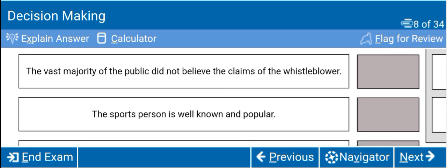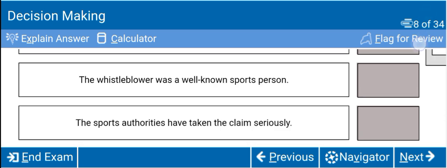Third, the sports person is well known and popular. The whistleblower was a well known sports person. Fourth, the sports authorities have taken the claim seriously.